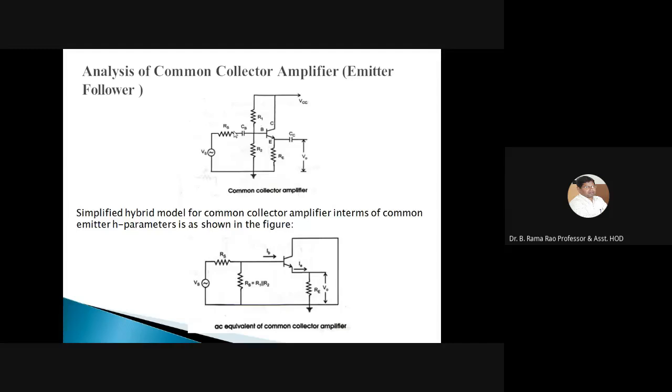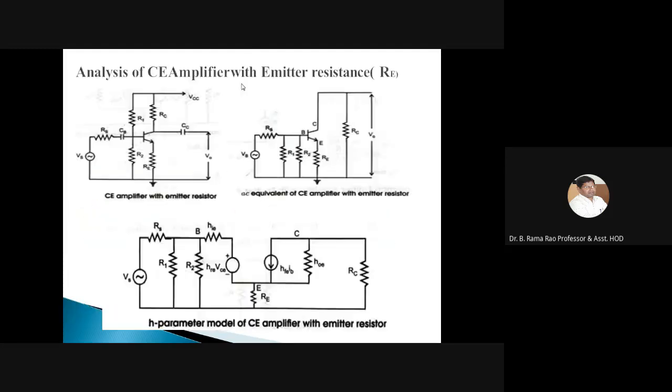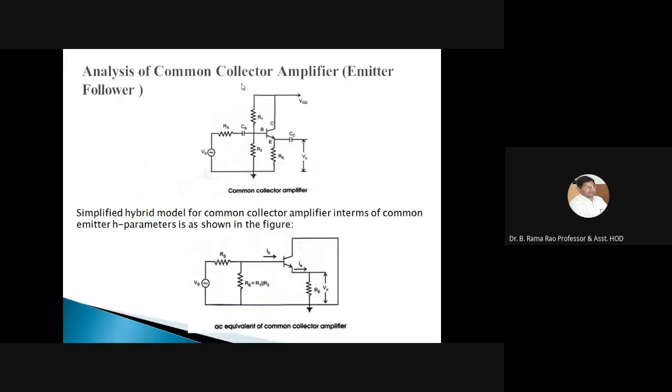Then I'll explain. I think you are familiar with the construction of the CC amplifier. Am I correct? Here the collector is made common between the input and output terminal. That's why it is called the CC, the common collector amplifier.